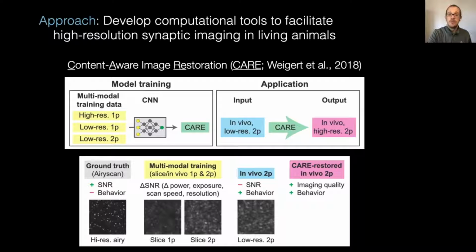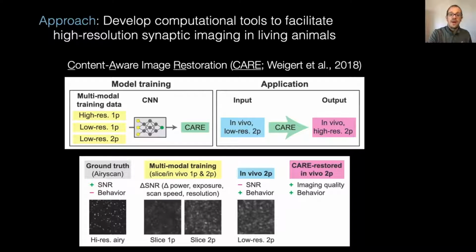To facilitate the process of tracking millions of individual synapses over time during learning, we use a deep learning approach called CARE, or Content-Aware Image Restoration, to improve the effective resolution of in vivo 2-photon microscopy. Very briefly, CARE networks are trained using optimally imaged tissue taken using super-resolution area scan confocal microscopy as ground truth. We then generate training data using aligned and registered tissue that has been taken using suboptimal imaging, achieved by changing the laser power, exposure, scan speed, etc.